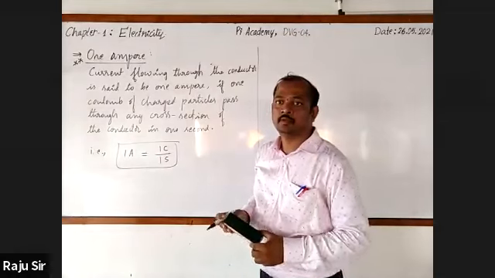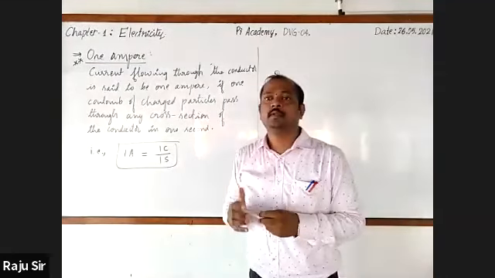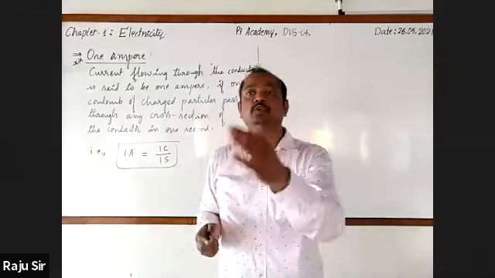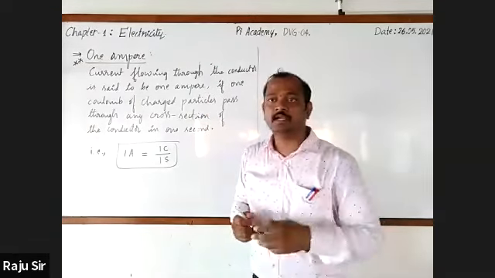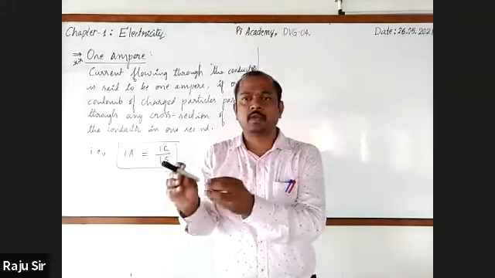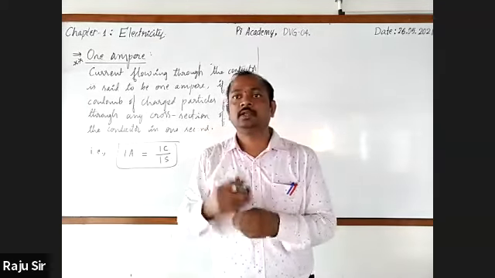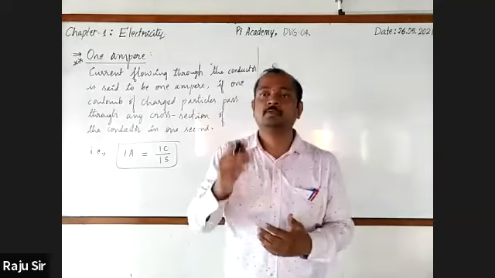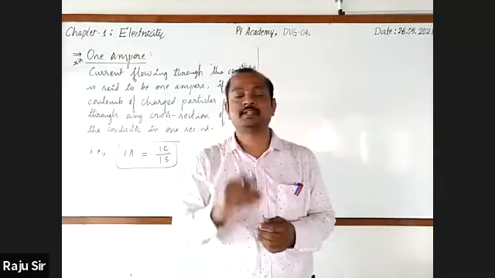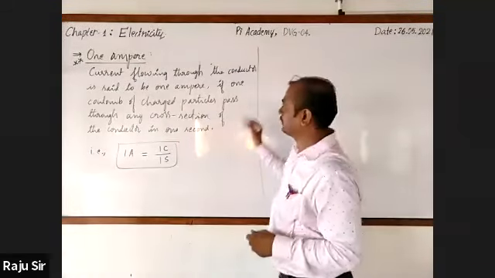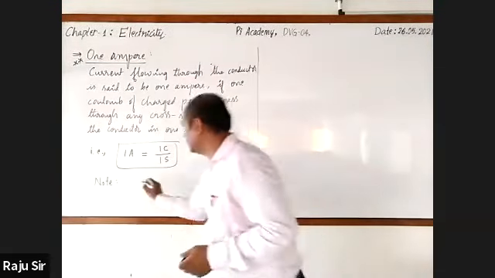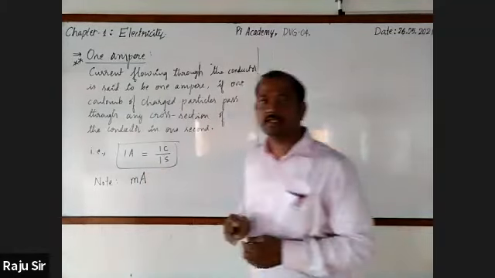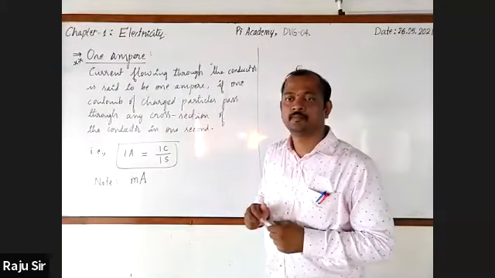We use the value of current as 1 amp, 2 amps, 3 amps, 10 amps, like this. And to represent a small amount of current, if a very small amount of current is flowing through the conductor, it can also be represented. For this, we go for using some prefixes. Those prefixes are, here only I am writing. The prefixes are, one is, you know what it is? Milliampere.